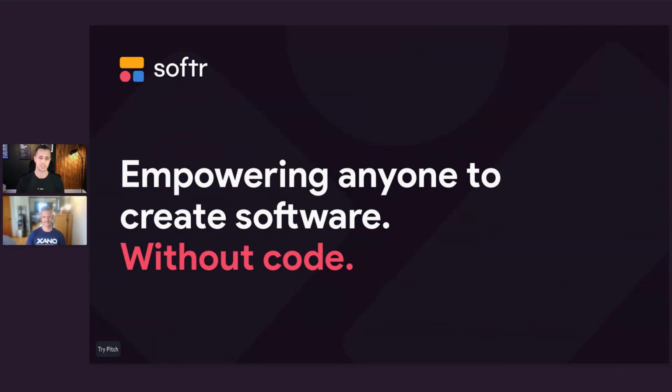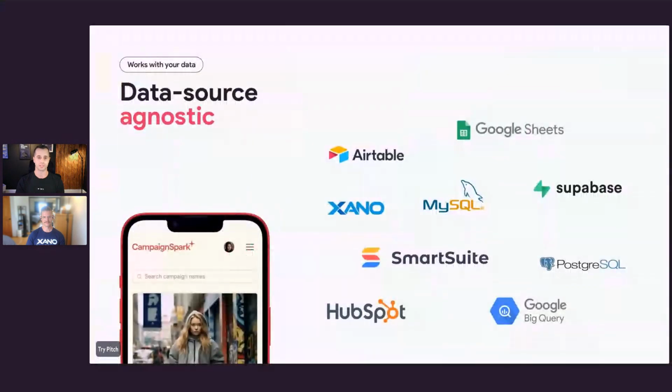So at Softr, we believe that we are trying to empower anyone to create software without code, which is very similar to the mission at Xano, which is why it's so cool that we're partnering together today. We have built a platform that is super easy to use, but has a lot of power and flexibility. And so we are data agnostic, meaning we are a front end where wherever your data is, you connect your data source to it, and then we will power that data in a front end way.